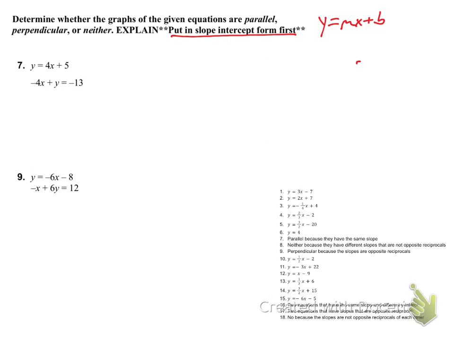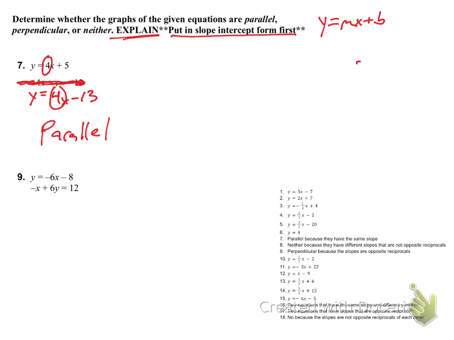So the first one's in slope-intercept, and the second one here, I'm going to have to add 4x to each side. So it'll be y is equal to a positive 4x minus 13. So now I'm done with this right here because I've put it in slope-intercept. And I look at my slopes. That slope is 4. That slope is 4. They are parallel. Say that 10 times fast. Now, in order to explain it, all you would need to say is slopes are the same.